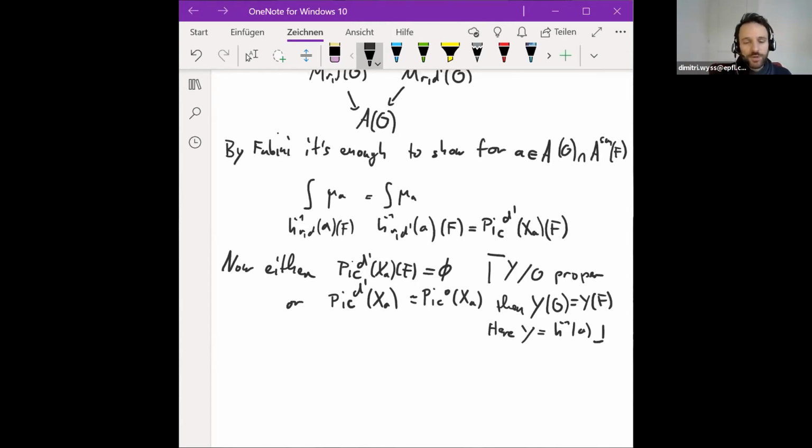So in order for this equality to be true, basically what has to happen is that either both sides are empty, then we have 0 equal to 0, or both sides have a rational point. Then we just integrate the same volume, the integral over Pic^0, on both sides. So we need to check that it cannot happen that one side is 0 and the other not.